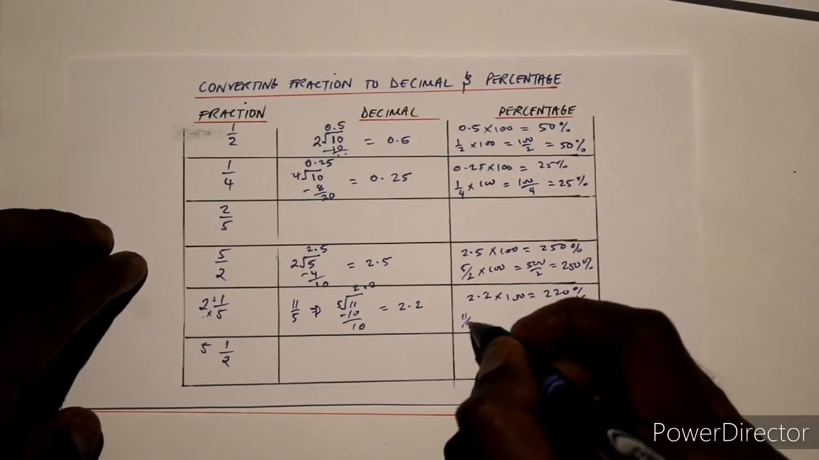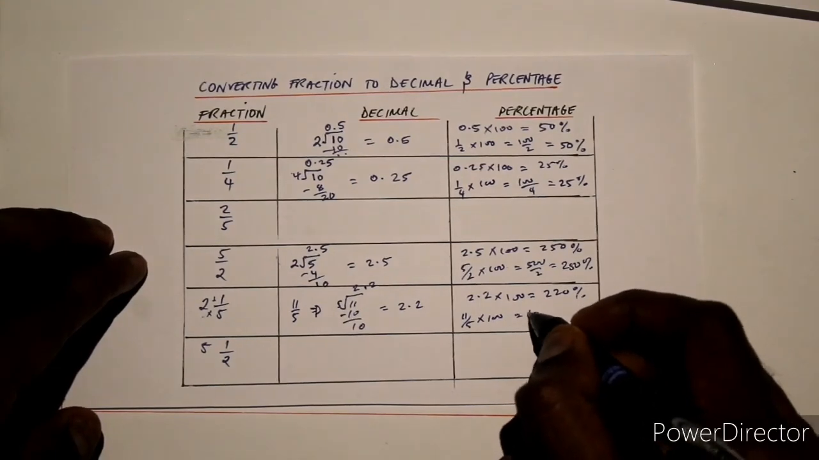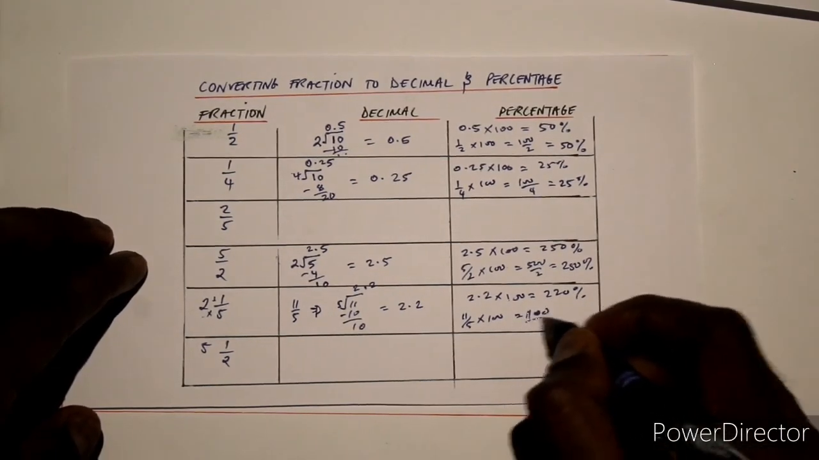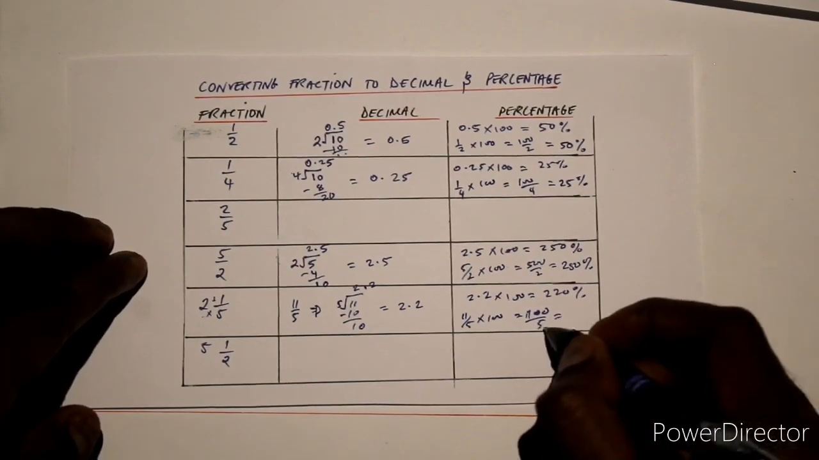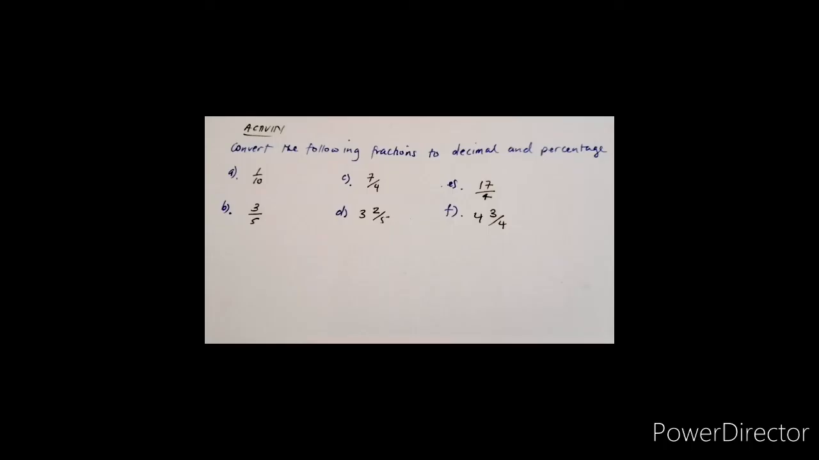Or simply 11 on 5 times 100, you should have 1100 over 5. 5 into 11 is 2, 5 into 10 again is 2, so it's 220%, same. All of these activities there, you can complete to make sure that you understand this.